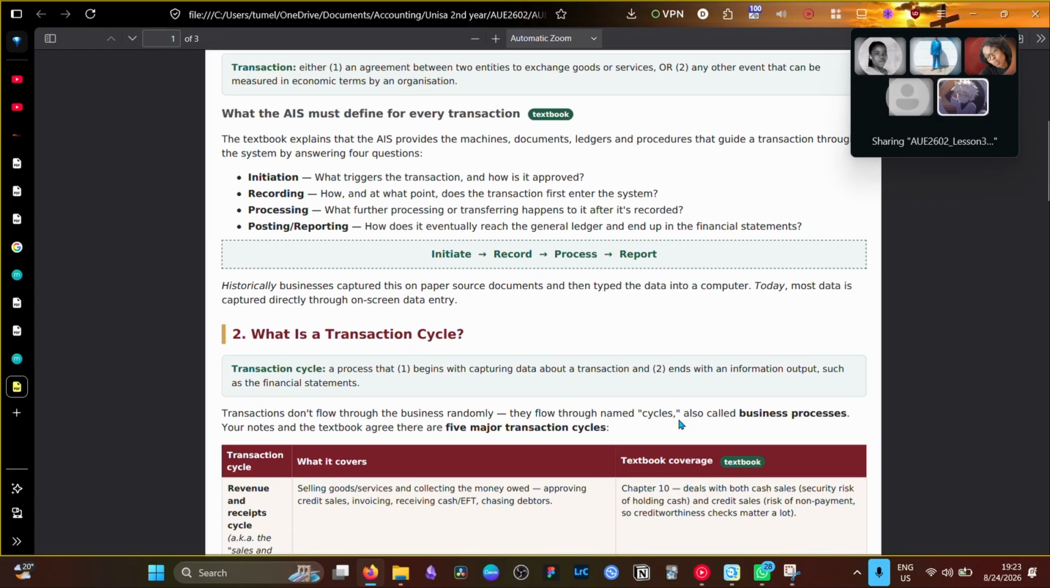Now, what is a transaction cycle? A transaction cycle begins with capturing data about a transaction and ends with an information output such as the financial statements.